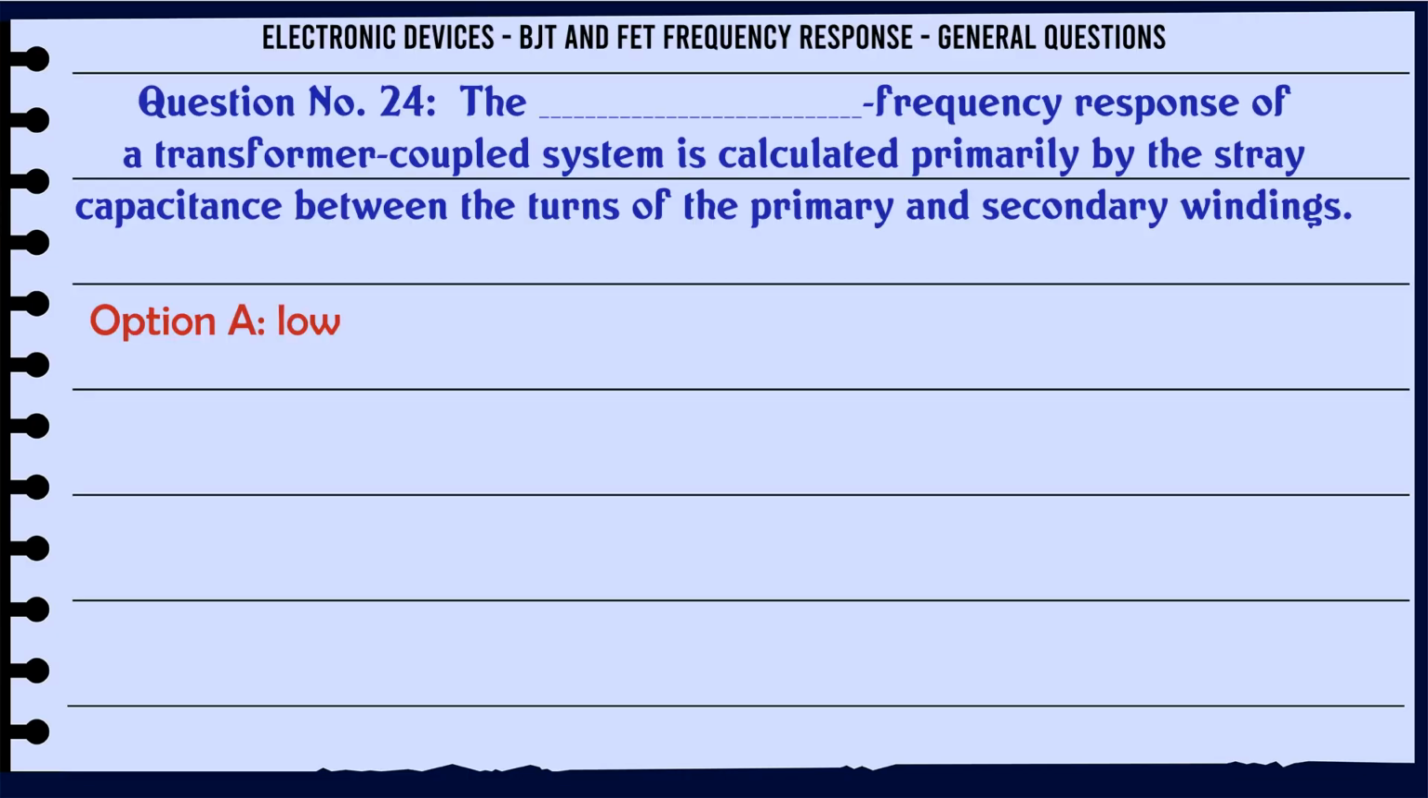The frequency response of a transformer-coupled system is calculated primarily by the stray capacitance between the turns of the primary and secondary windings. A. Low, B. Mid, C. High, D. ___. The correct answer is high.